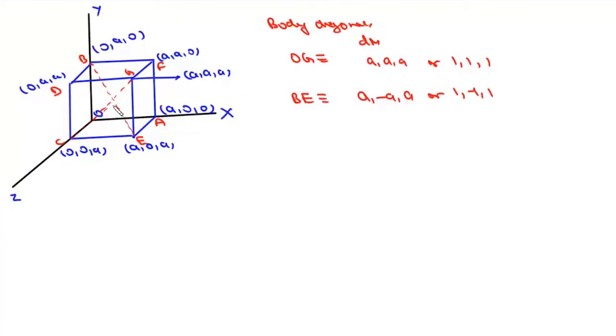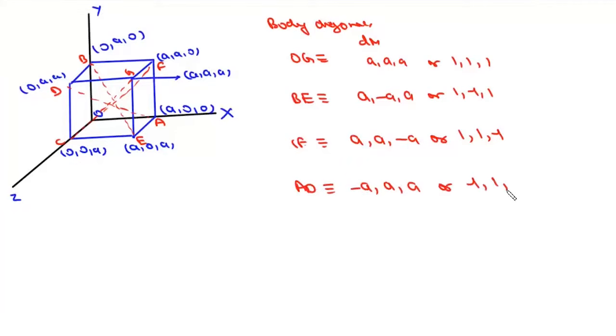Then we have another one, which is CF. CF is a, a, -a, or 1, 1, -1. And finally, the last one is AD, and AD is -a, a, a, or -1, 1, 1. So if you have any general question where we need to write direction ratios of diagonals of a cube, we can take them as 1, 1, 1; -1, 1, 1; 1, -1, 1; and 1, 1, -1. So these are your direction ratios of diagonals of a cube.